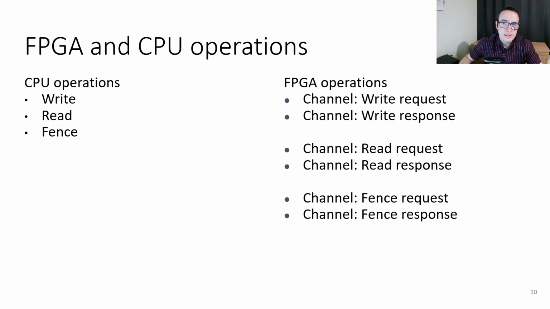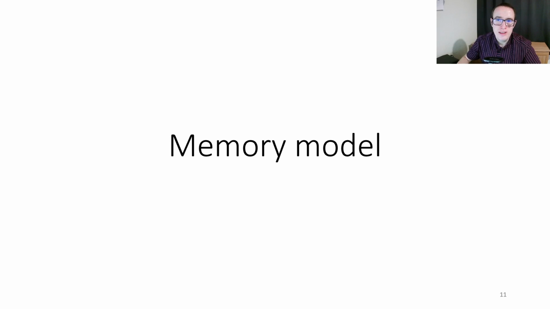We can see here the difference between CPU operations and FPGA operations. On the CPU side, we have simple writes, reads, and fences. But on the FPGA side, these operations are broken down into requests and responses, and we also need to specify the channel on which the operations are going to be issued.